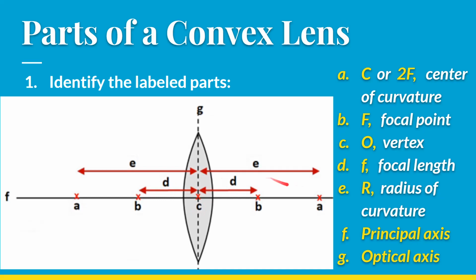The arrow that's labeled with an E, this longer one that goes from that vertex to the center of curvature, is called the radius of curvature. And then F over here, this whole horizontal axis, is called the principal axis, and G right here along this dotted line is called the optical axis. I'm going to tell you right now, I'm not going to ask you a bunch of questions about all these things, but the most important ones for you to know are 2F, F, and then your focal length.